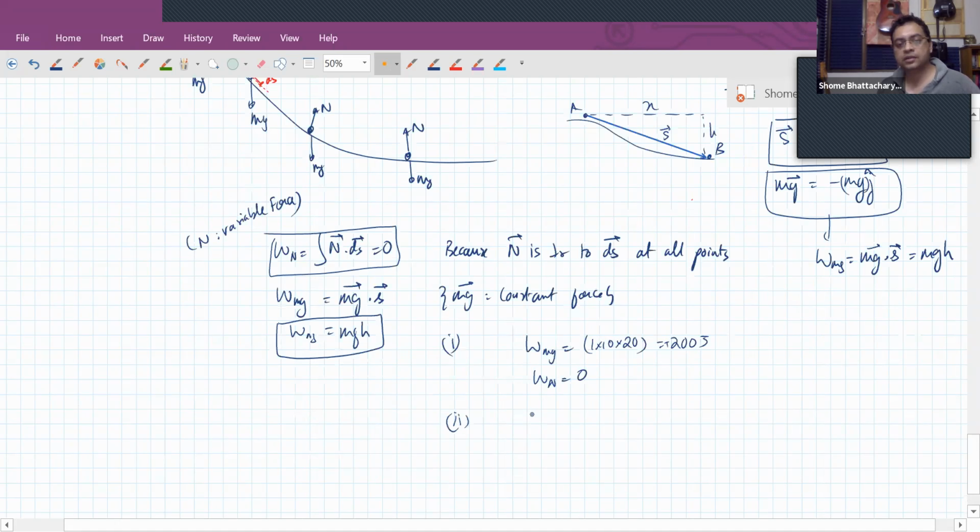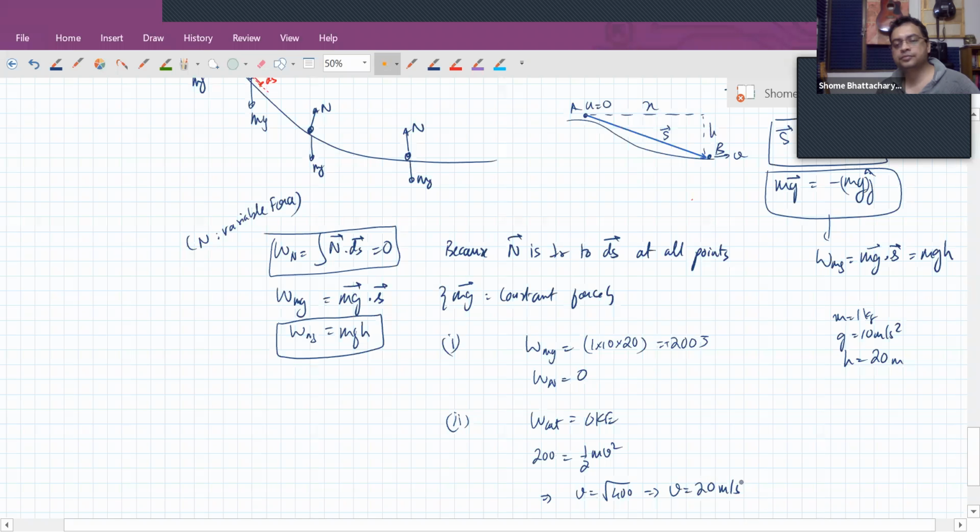I have to just calculate the net work done, which is the change in kinetic energy. So you can see at A, U was 0, and at B, the speed is V. So net work done is 200 joules, and that should be equal to half mv square. So V becomes square root of, m is 1 kg, so square root of 400. H is equal to 20 meters. So interestingly, we are getting V as 20 meters per second. Whole number value, nice.